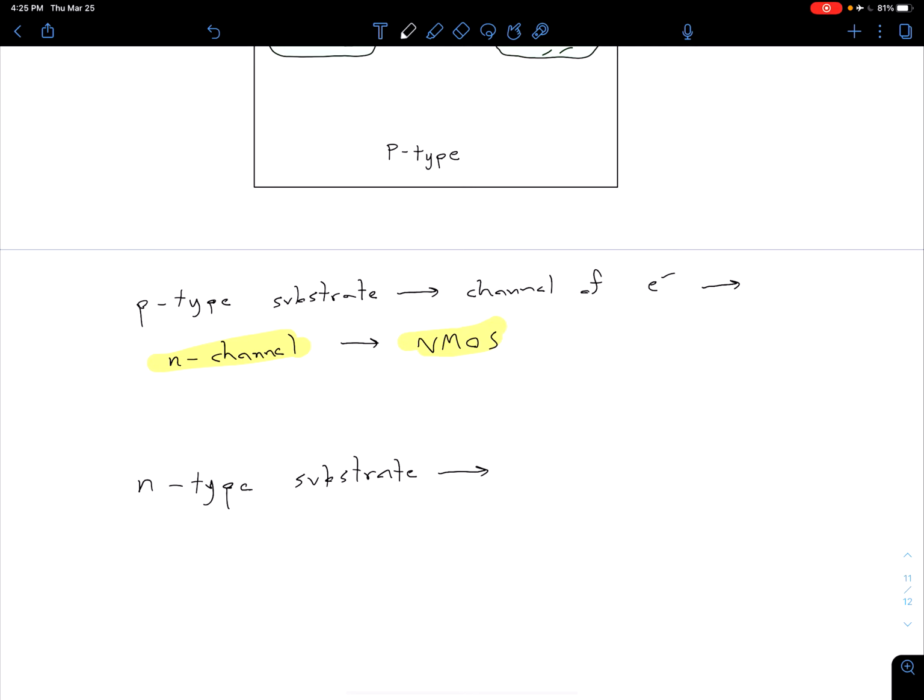Similarly, we could say if we had an N-type substrate, then from what we talked about with our MOS capacitor, we know we're going to have an inversion layer consisting of our minority carrier holes, so a channel of holes, which means we're going to have a P-channel device. Or you'll also hear that referred to as PMOS. So again, just a little bit of terminology there.